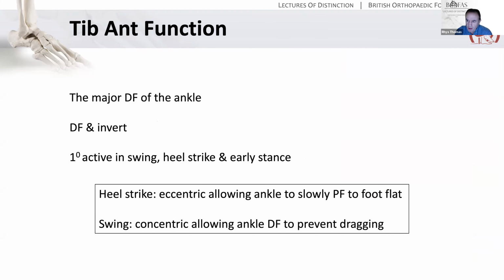So what does it do? Well, by definition, and as you can understand from its anatomy, it's the major dorsiflexor of the ankle. But not only that, it dorsiflexes and inverts the ankle. And it's active during the gait cycle, particularly during heel strike, where it acts eccentrically, allowing the ankle to slowly come down from dorsiflexion to a flat foot. And in swing, it acts concentrically to bring the ankle up to prevent the foot from dragging on the floor.